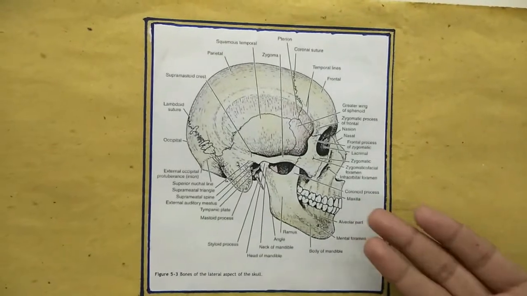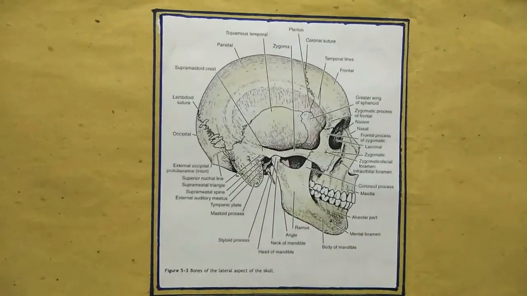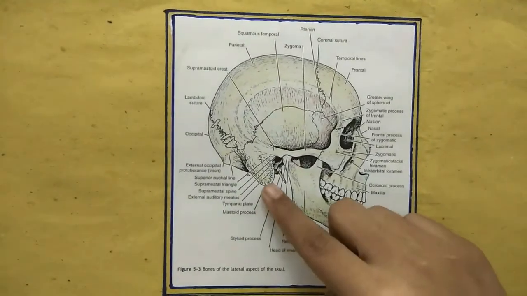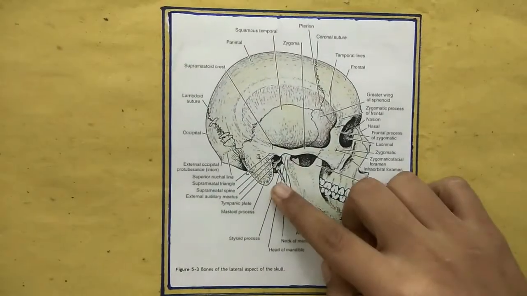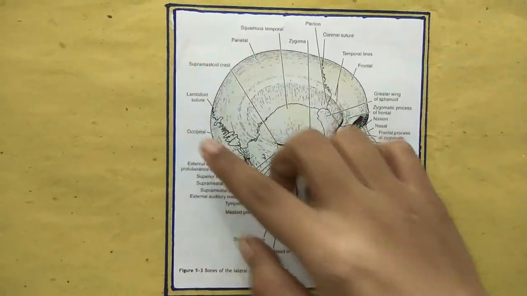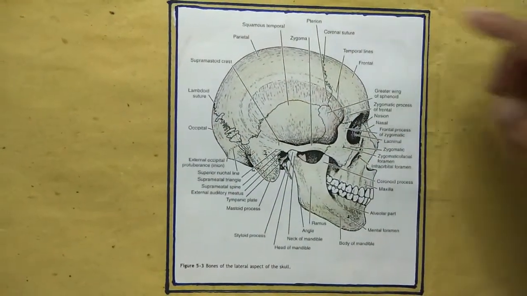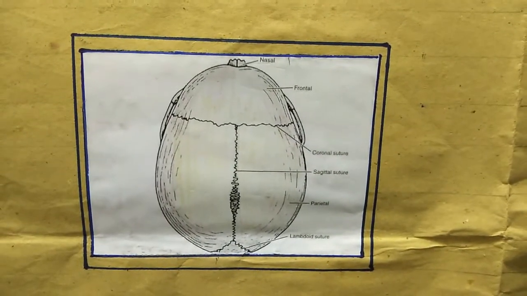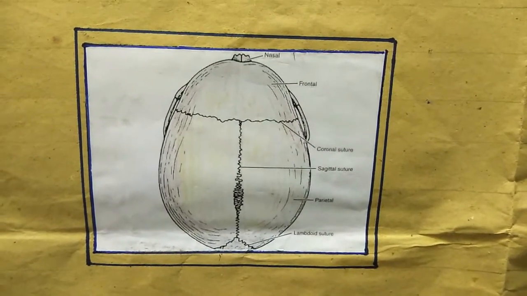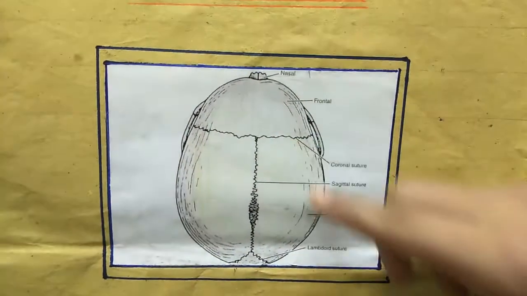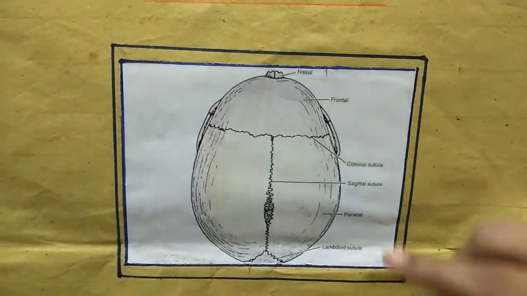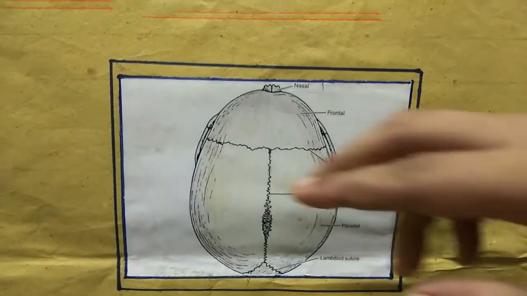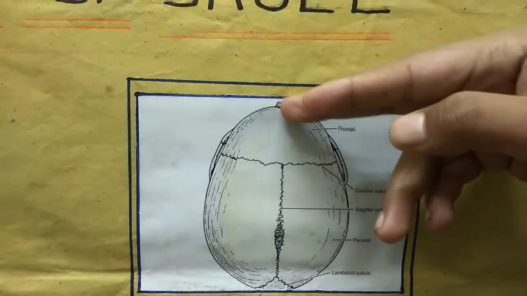This is the lateral aspect of the skull. The main features of this view are the mastoid process, styloid process, occipital bone, temporal bone, and the greater wing of the sphenoid. Through the superior view of the skull, we can see the coronal suture, sagittal suture, two parietal bones, lambdoid suture, frontal bone, and part of the nasal bone.